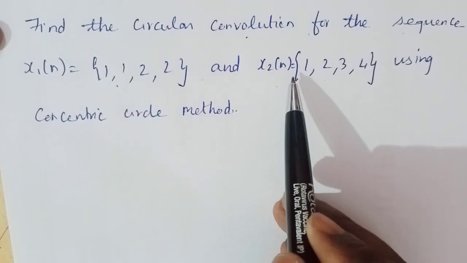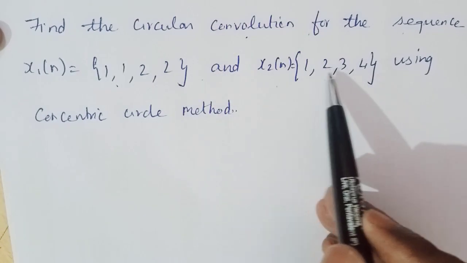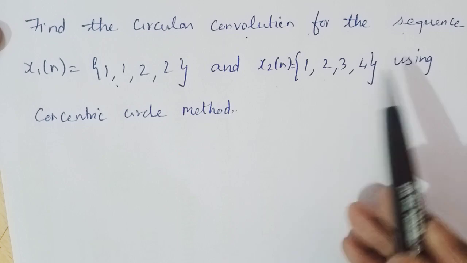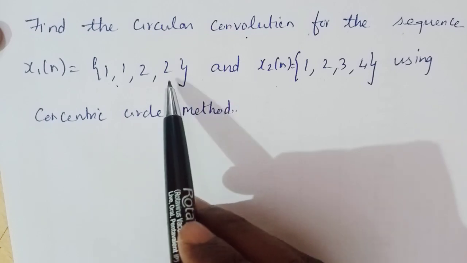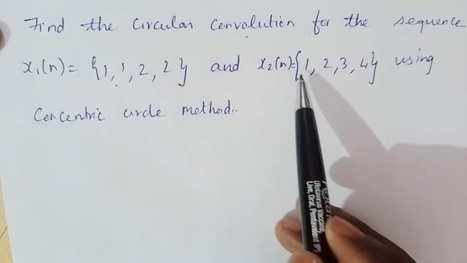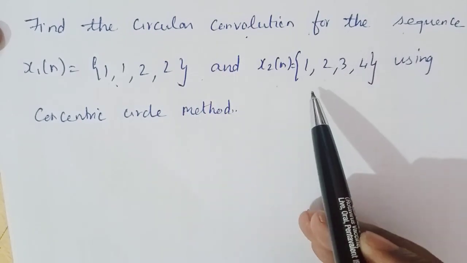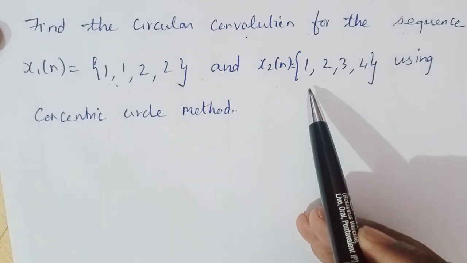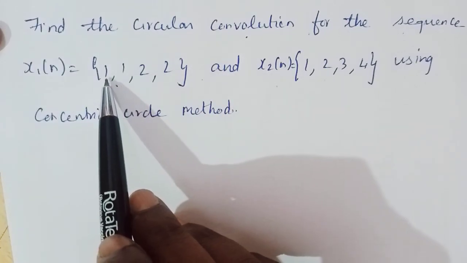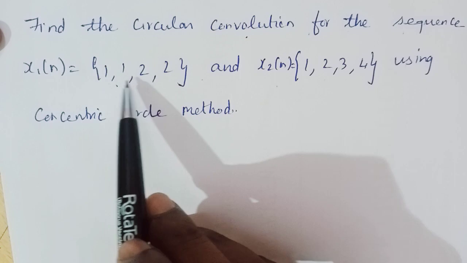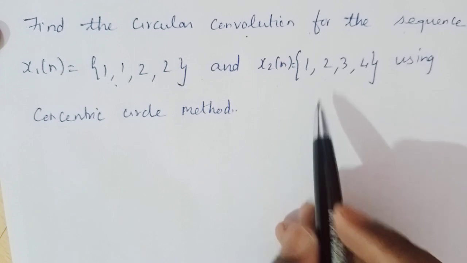If the lengths are different, we need to do zero padding. For example, if the length of x2(n) is 5 and the length of x1(n) is 3, we need to add two zeros before we start the problem. Here both lengths are the same, so there's no issue. The other thing to know is that the output of the circle convolution has the same length as the input. So if each input sequence has length 4, the output also has length 4.